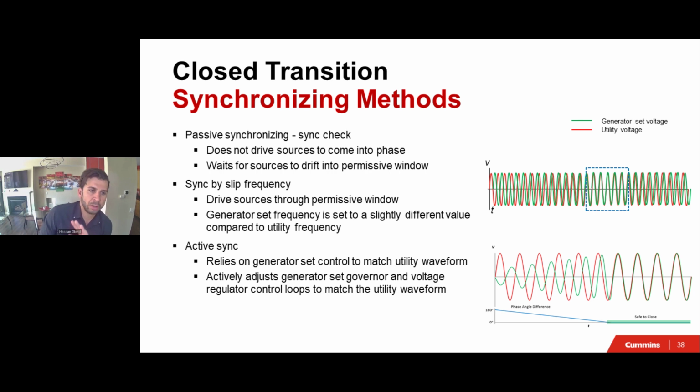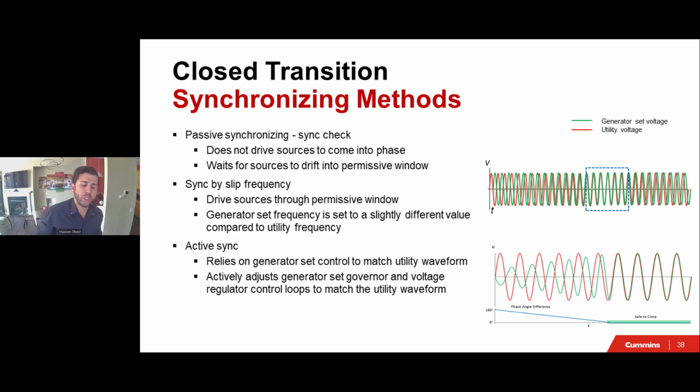When it comes to close transition, there are 3 methods for synchronizing. We have passive, sync by slip frequency, and active sync. Passive synchronization is basically no sync. You're not really driving any sources to go into synchronization. All you have is a sync check. So you sit and you hope that the generator and the utility will fall into synchronization, maybe from some cosmic event that drives the genset to nudge its frequency a little bit, and then when the conditions are met, it will do that transfer.